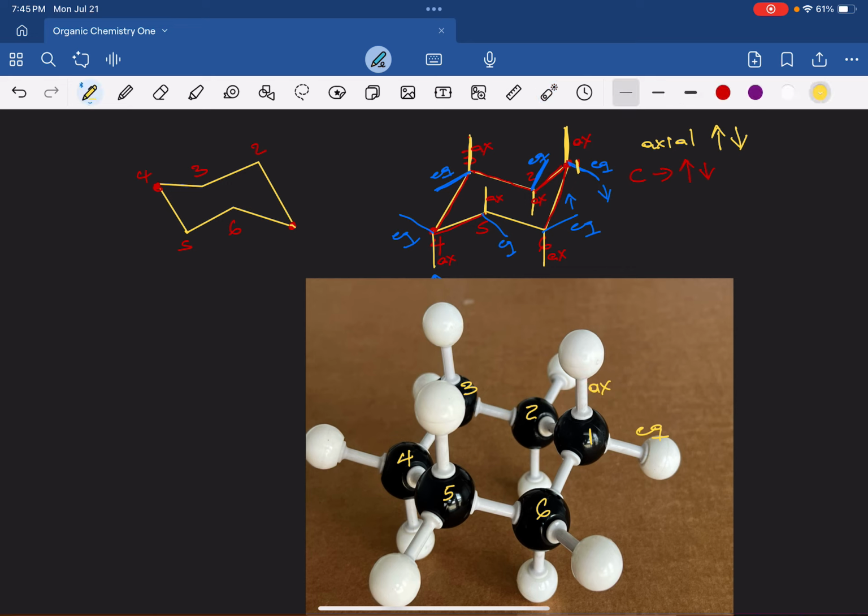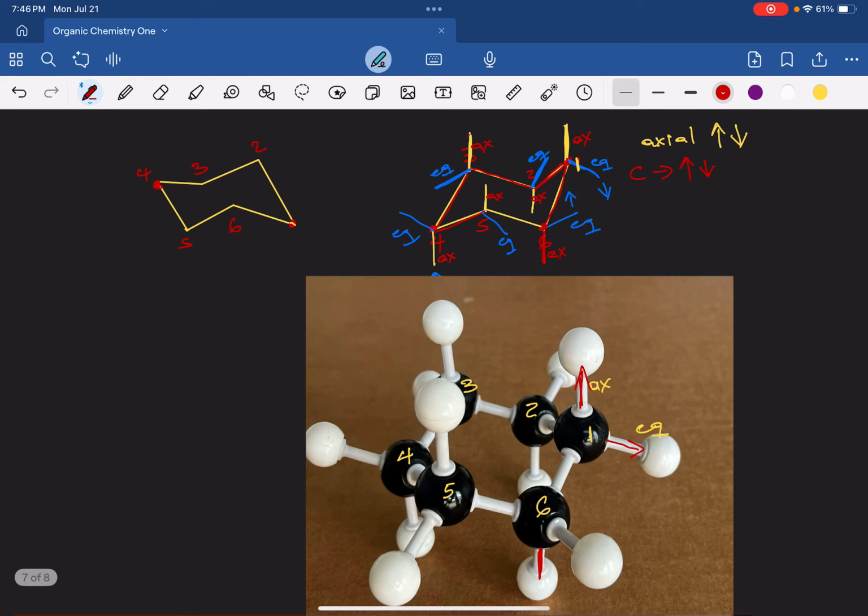So here we have an axial bond that's pointing up, equatorial bond that's pointing down. If we move over, I'm going to go to carbon 6 because I want to show you something. On carbon 6, right? Here's carbon 6. This is the axial bond, I'm sorry, pointing straight down. And this is the equatorial bond pointing up. Let's go to our molecular model. This is the axial bond. And this right here is your equatorial bond that's up, right?